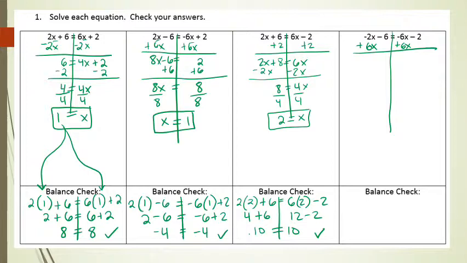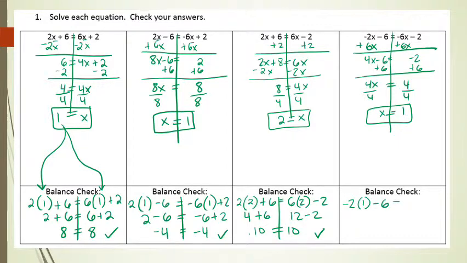So 6x plus negative 2x is going to be 4x minus 6 equals negative 2. Now I'm going to add 6 to each side so that I can get x by itself. 4x equals 4. I'm going to divide by 4, and I get x equals 1. I know we've had a few x equals 1 here. So we're going to plug it in to check on the balance check. Negative 2 times 1 minus 6 equals negative 6 times 1 minus 2. Negative 2 times 1, we have negative 2 minus 6. And negative 6 times 1, negative 6 minus 2. And both sides we get negative 8.